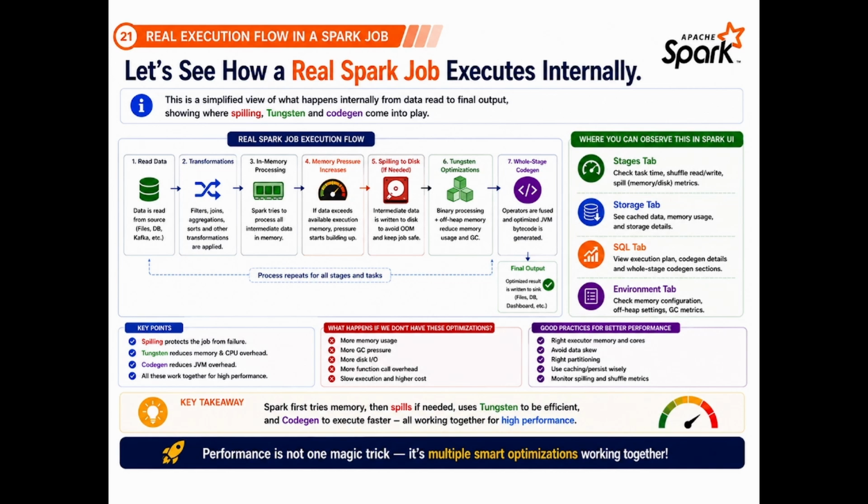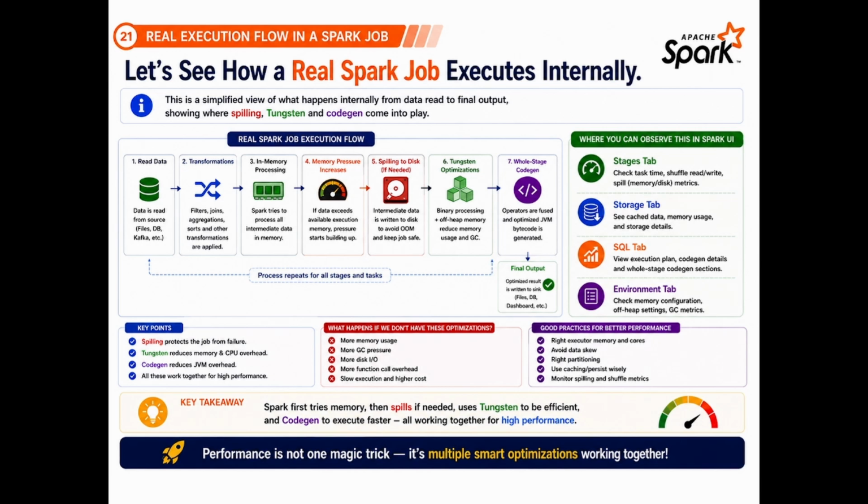So when you run a Spark job, you're not just running transformations. You're running an entire optimization engine. Spilling is protecting the workload. Tungsten is optimizing memory. Codegen is optimizing execution. And all of these components are working together continuously to process massive amounts of data as efficiently as possible.